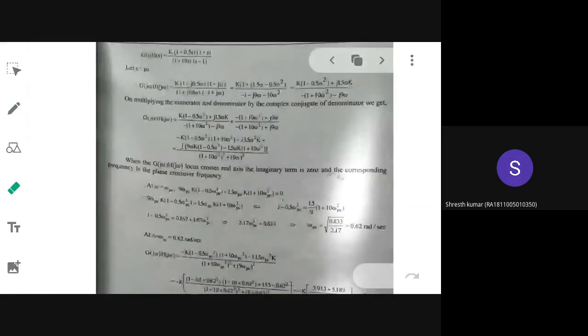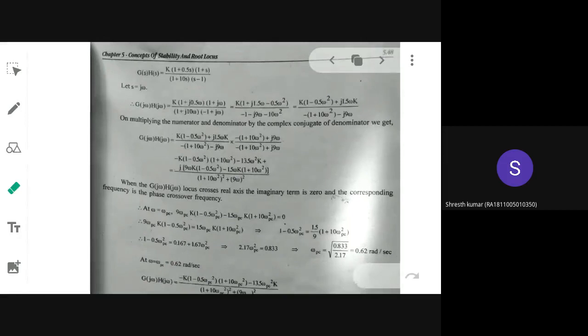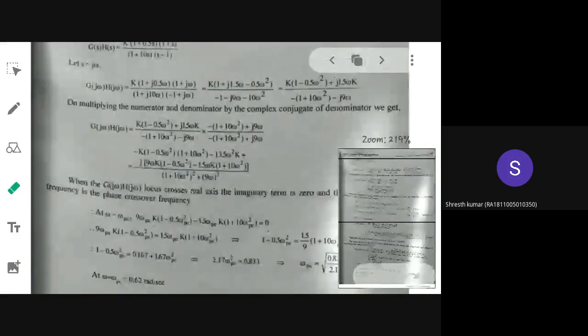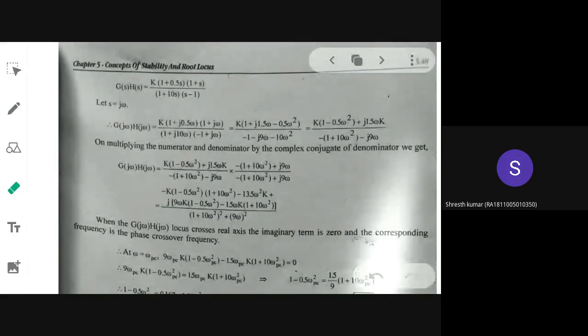So how they have proceeded, check. You need to know where it crosses over, where it starts, and where it ends, in which quadrant.